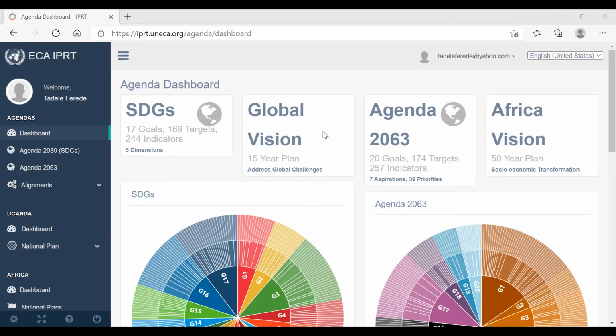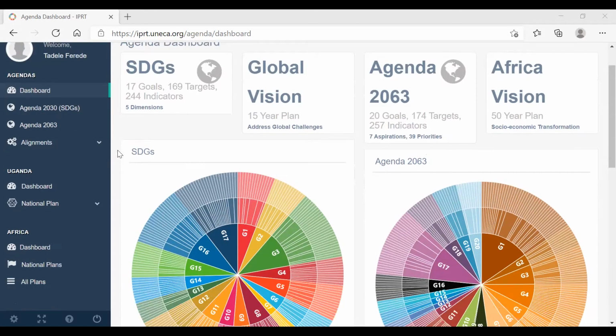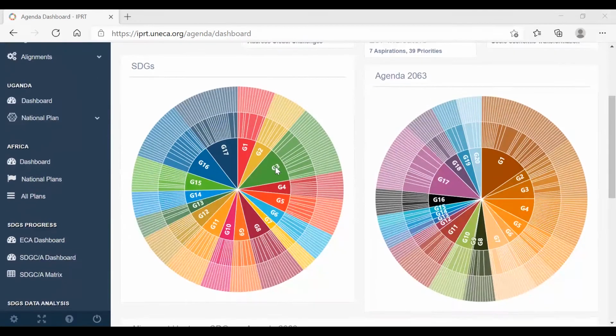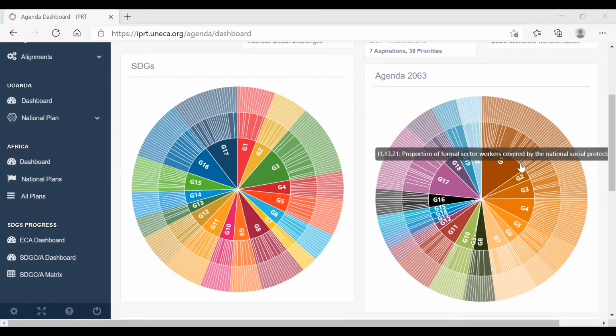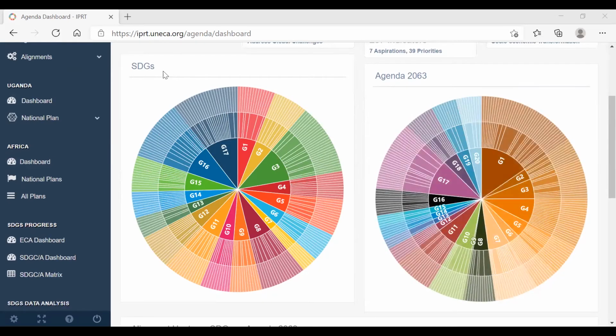Now, as you can see in the dashboard, there are different modules of the toolkit. The first one is the agenda module. That's the continental and global development agenda module. Now you can see SDGs and Agenda 2063. You can see here two graphs, SDGs and Agenda 2063.